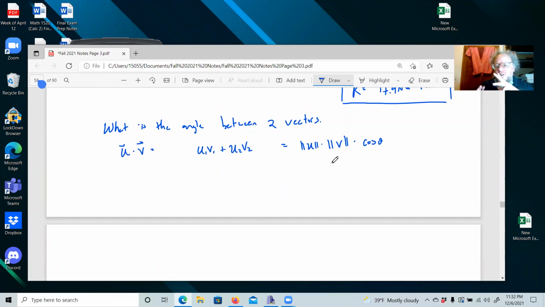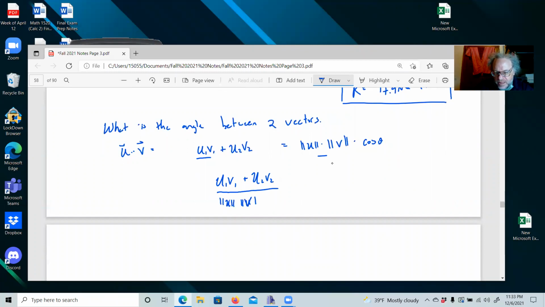So this is a relationship. The dot product is equal to both of these things. It's two alternate ways to do it. What we're going to do is take these two, set them against each other, and solve for cosine. So we have u1 v1 plus u2 v2 divided by the length of u times the length of v, is equal to the cosine of theta.